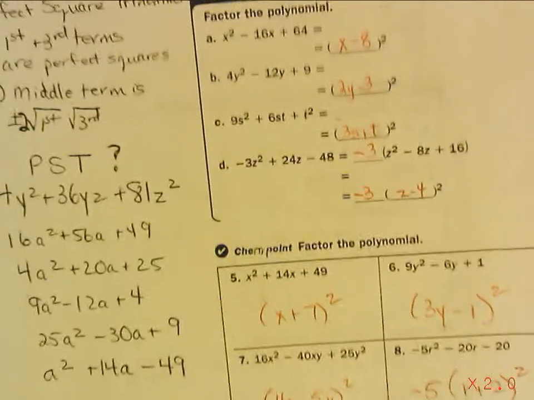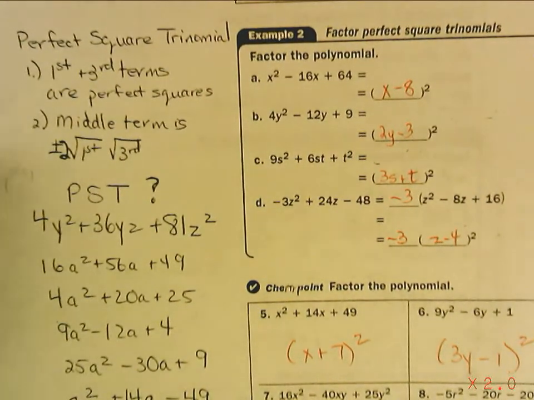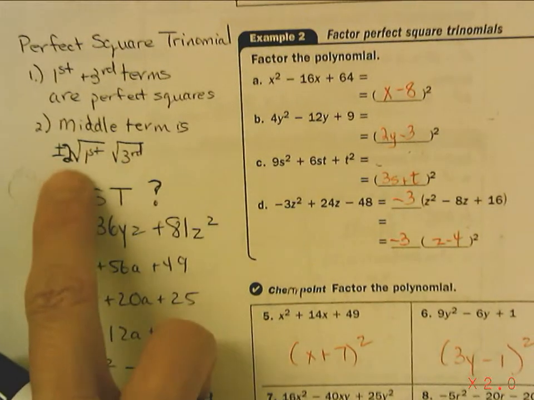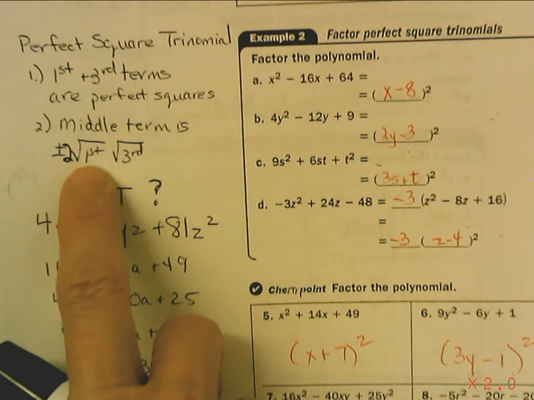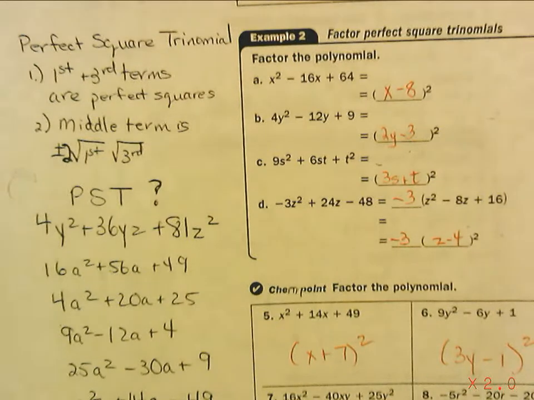Okay, to be a perfect square trinomial, your first and third terms must be perfect squares. And your middle term must be plus or minus 2 times the square root of the first times the square root of the third. Now that sounds a little confusing, but let's look.